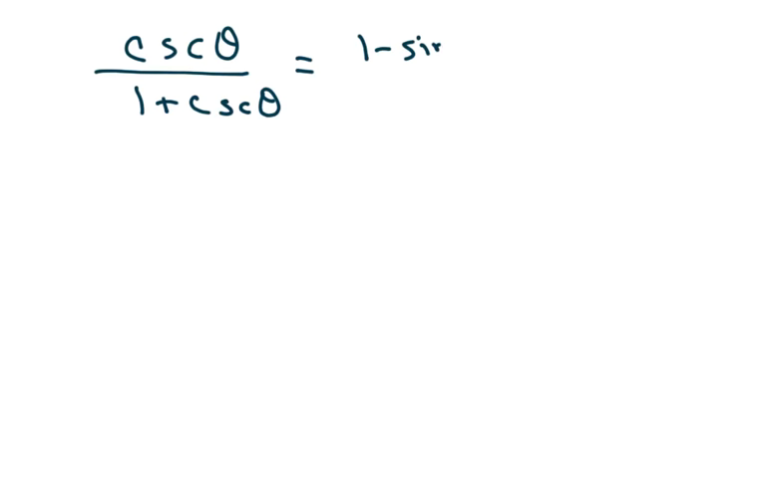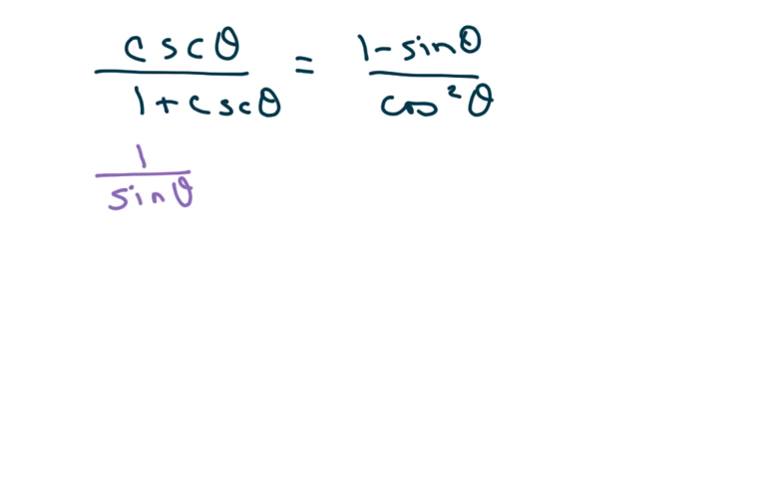Okay, the next one we have is cosecant of theta over 1 plus cosecant of theta equals 1 minus sine of theta over cosine squared of theta. And you can work on either side. I'm going to go ahead and work on the left side here and write cosecant in terms of sine using my reciprocal identities. And I'm going to write this again.